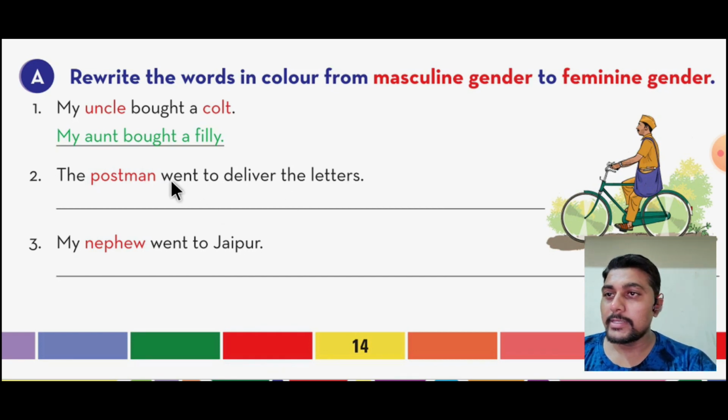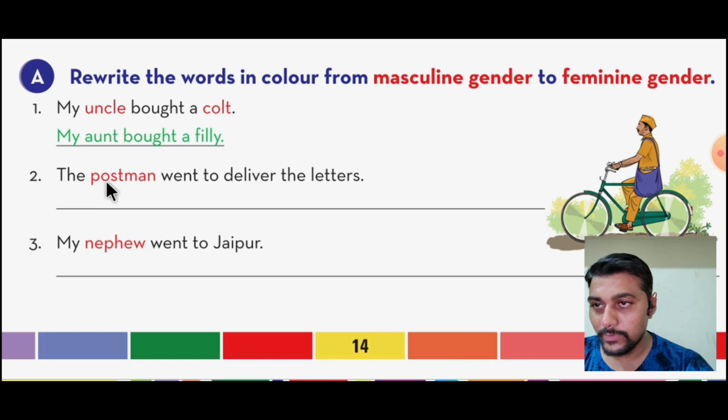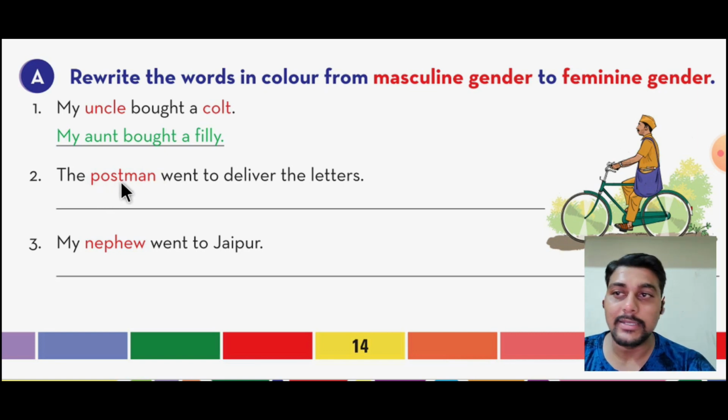So the first one is, my uncle bought a colt. The answer is yes, uncle becomes aunt and colt becomes filly. So my aunt bought a filly. The example is very simple. Then the second one is, the postman went to deliver the letters. We have to change this masculine gender into feminine gender, and postman will become postwoman. So the postwoman went to deliver the letters.